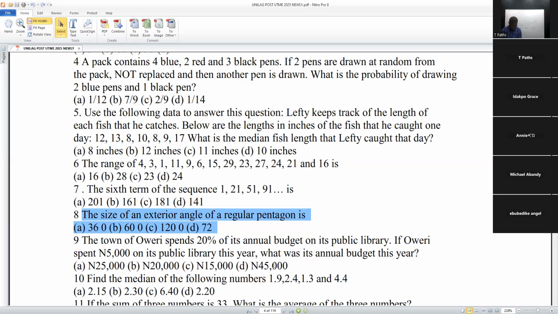This is number 8. Simple question. The size of an exterior angle of a regular pentagon is what? How many sides does a pentagon have? Who can tell me, please? 5 sides. What's the answer? Straight, you don't need to be solving. 72 degrees. 72.